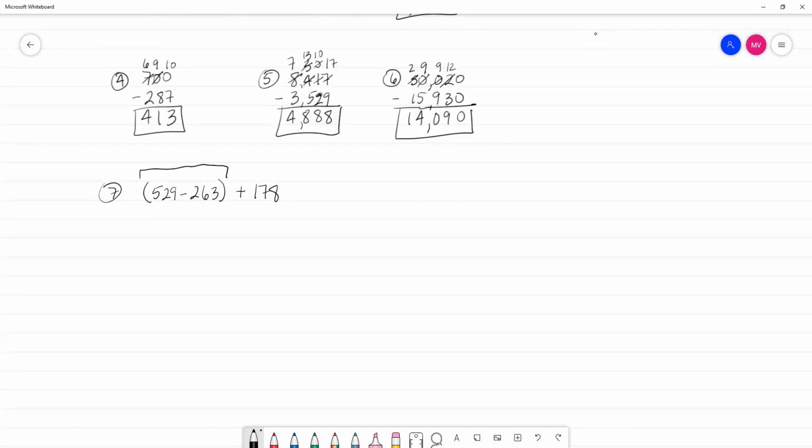So let's do that. Step 1, 529 minus 263. 9 take away 3 is 6. 4, 12. Yeah, 12 take away 6 is 6. And 4 take away 2 is 2. So we are left with 266 plus 178. So step 2, 266 plus 178 gives us 14. So we carry our 1. That becomes 14. 6 plus 1 is 7. 7 plus 7 is 14. So carry another 1, 2, 3, 4. And our final solution is 444.